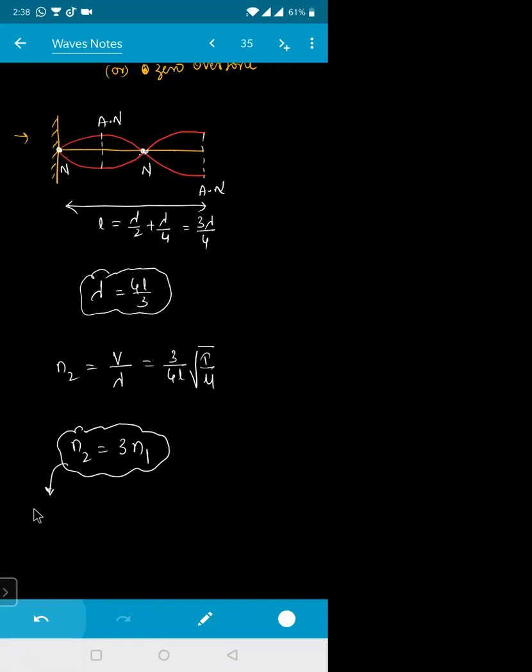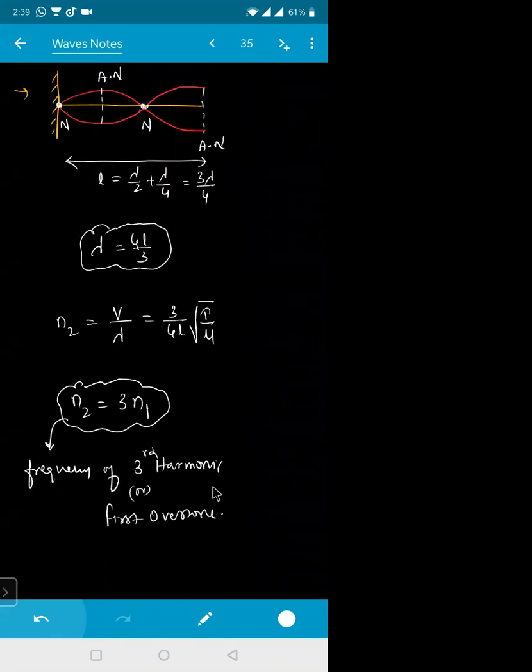N2 is nothing but what, beta? Frequency of your third harmonic, or this will be your first overtone. The same way, you tell me the answer for this.